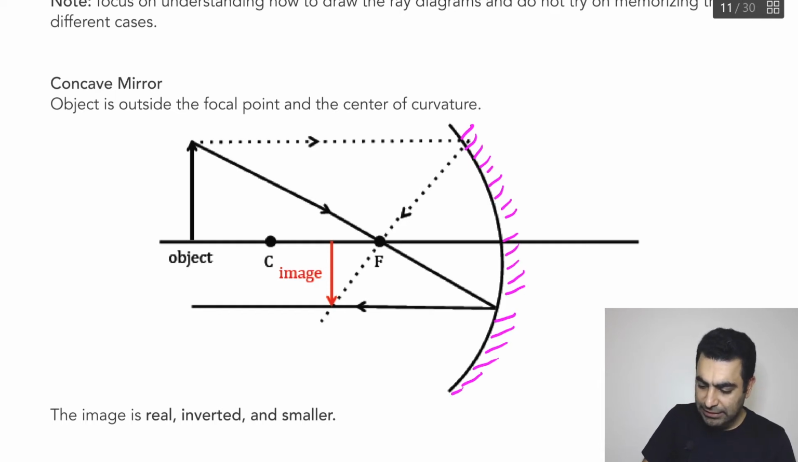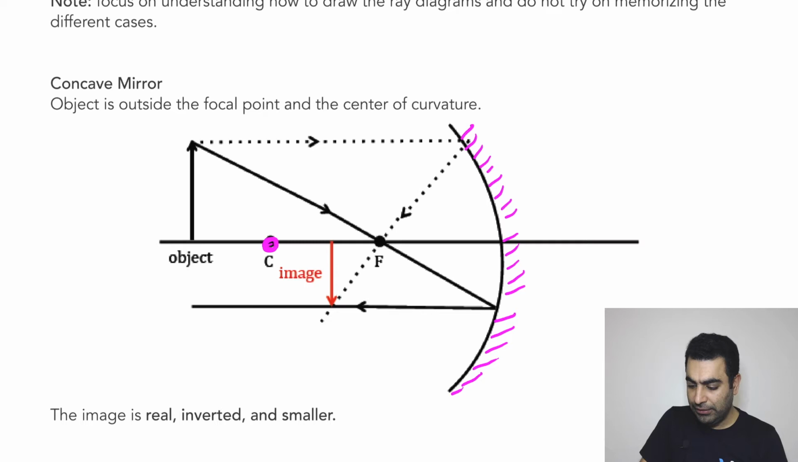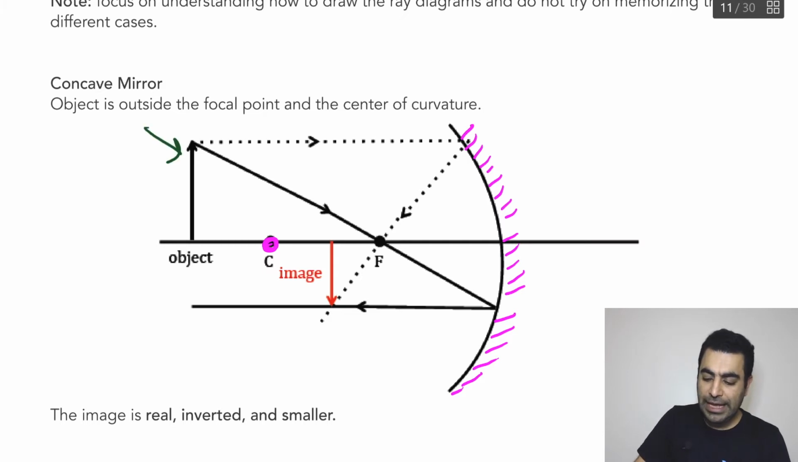And point C here would be basically the center of the sphere that the mirror is made of. And as I mentioned earlier, point F, which is the focal point, would be half of the distance between the center and the mirror. In this case, we put the object, which is an upright arrow, at this position. And then I want to look at the image produced by this concave mirror for this object.